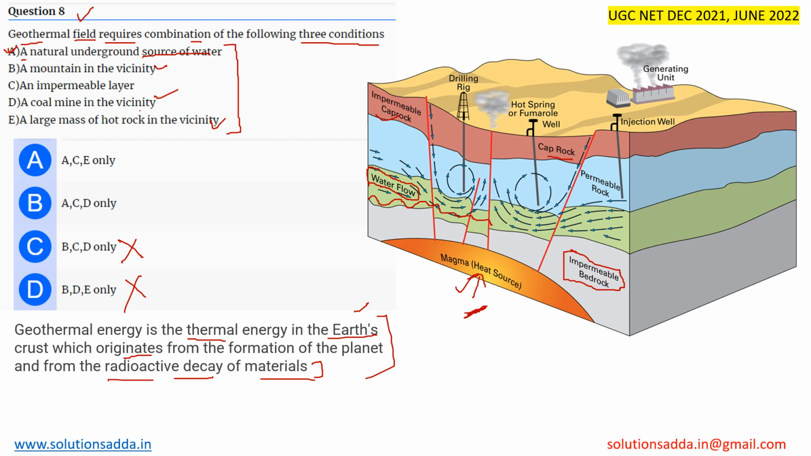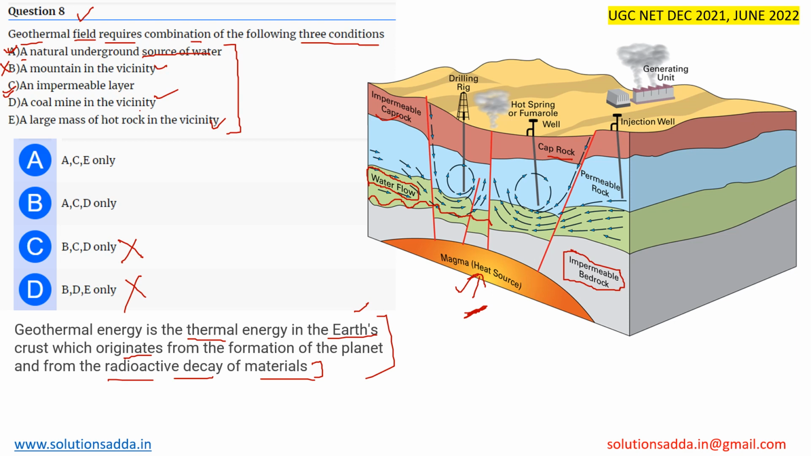As you observe the remaining two options, one statement is common, which is C, an impermeable layer. So we can ignore this, because C is in both the remaining options. B is not in any of the options, so we need not check B and can also ignore that. Just check the last, D and E. D states a coal mine in the vicinity, and E states a large mass of hot rock in the vicinity.